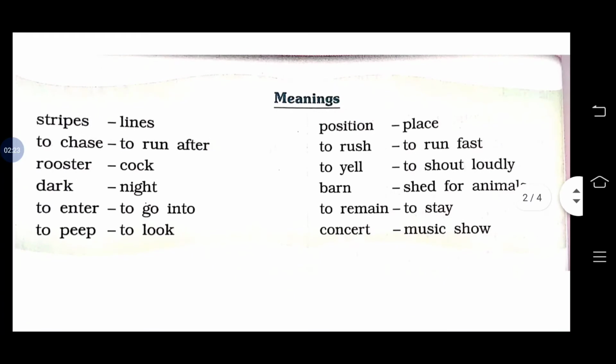Okay. Next is meanings. In that first one, stripes means lines. To chase, to run after. Rooster, cock. Dark, night. To enter, to go into. To peek, to look. Position, place. To rush, to run fast. To yell, to shout loudly. Barn, shed for animals. To remain, to stay. Concert, music show.